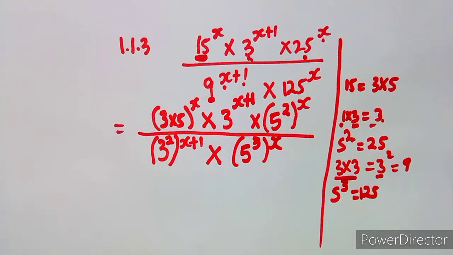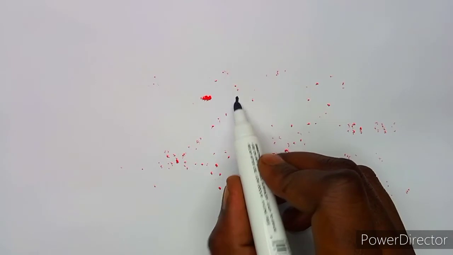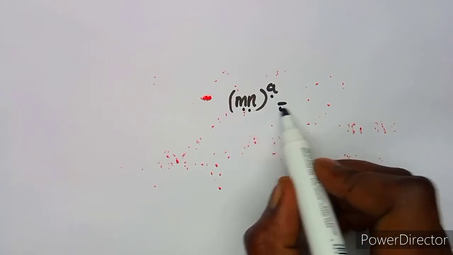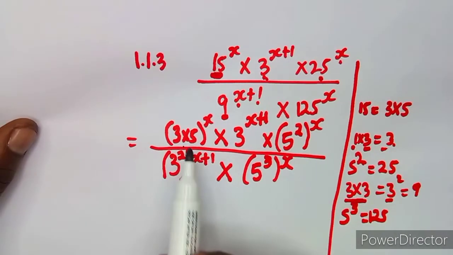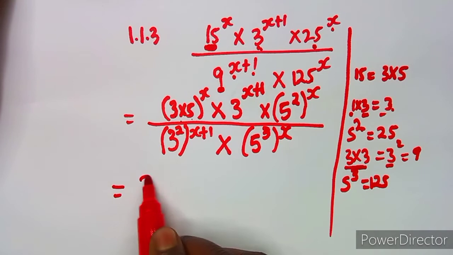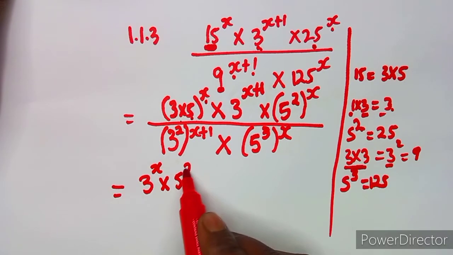So the question is, what am I going to do? How can I simplify from this stage that I'm having? There is this important law, guys, that you're supposed to know in this bracket here. Whenever you are given a condition like mn raised to the exponent of a, everything is going to be affected by this exponent of a. So it means 3 is going to be affected by x, 5 also is going to be affected by x. So another stage from this one can be written as 3 to the exponent of x times 5 also to the exponent of x.